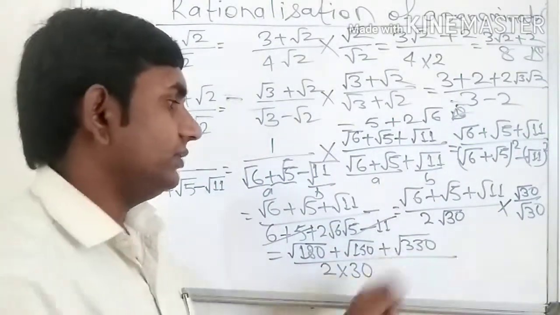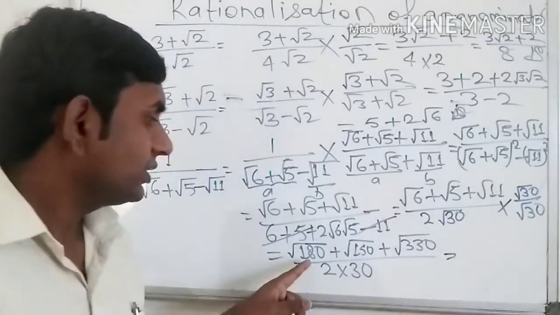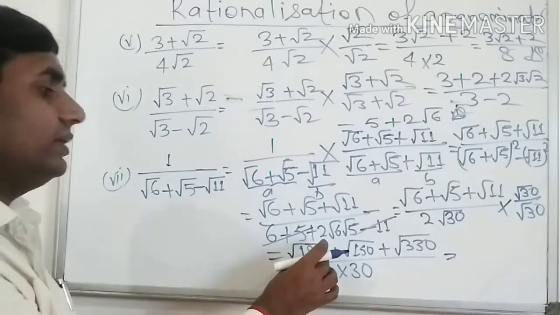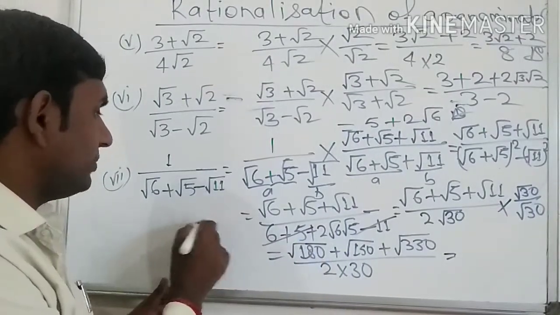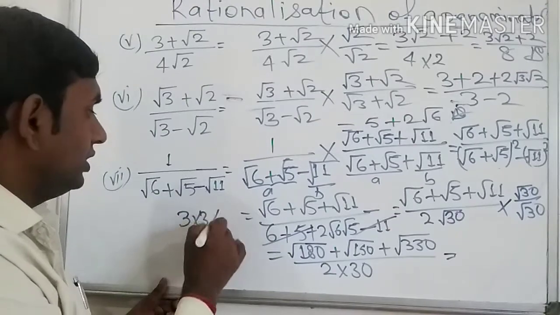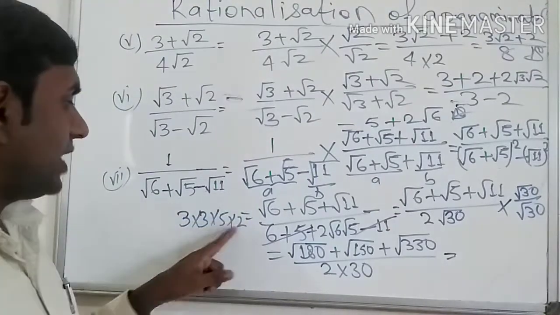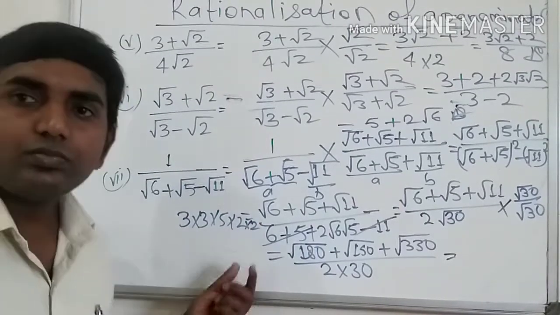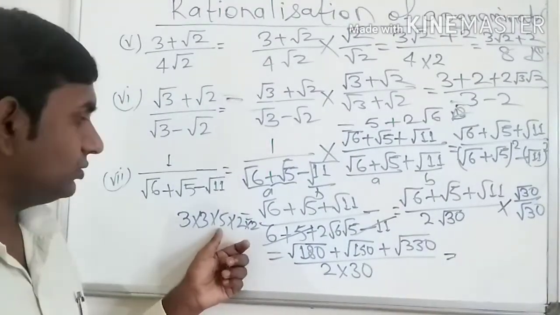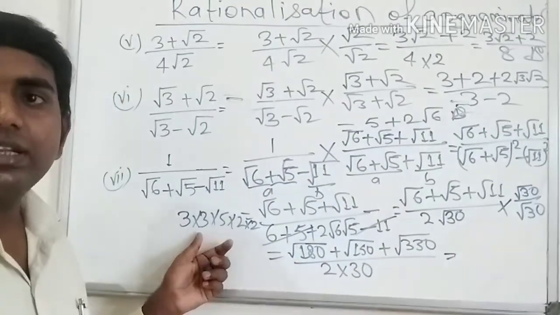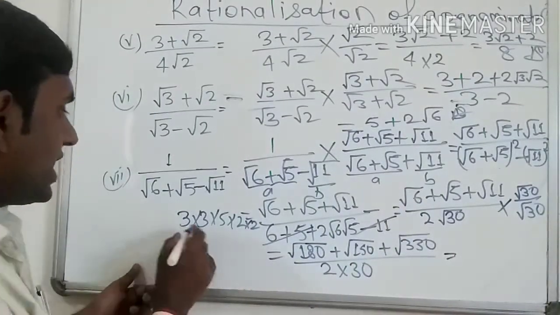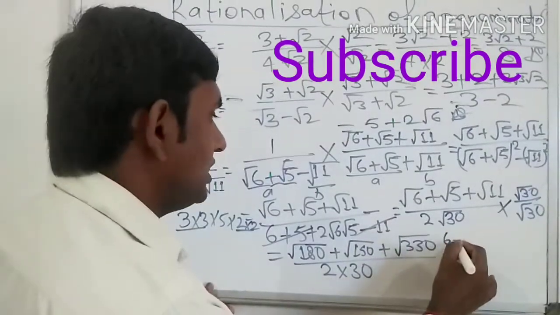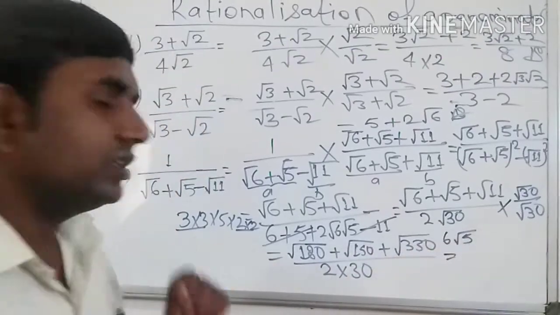Okay, 2 into 30. Now we find out, here is under root 180. So if we find the prime factors of this number, we have 3 into 3 into 5 into 2 into 2. So we have 3 pair and 2 pair. So we can write this number as 6 under root 5. Okay, 6 under root 5.